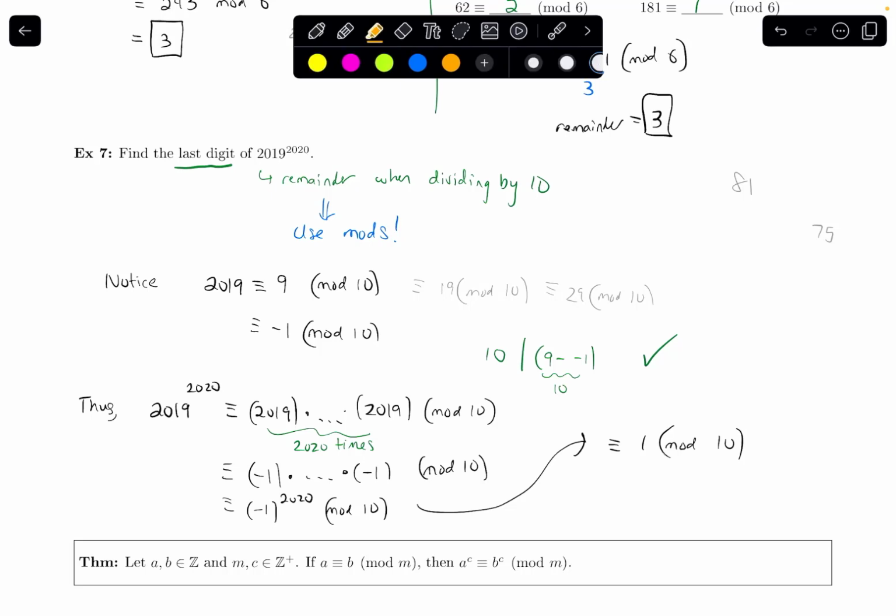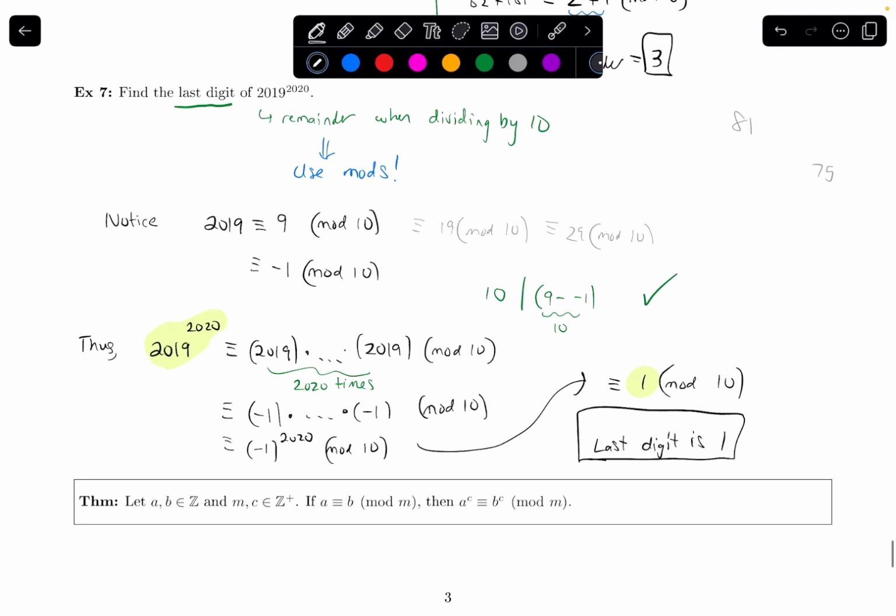So what this shows is that the thing I started with, 2019 to the 2020 power, ends up being congruent to just 1 mod 10, meaning they have the same remainder when we divide them by 10. Well, what's the remainder when I divide 1 by 10? It's 1. So that means my last digit is just 1. This is one of the ways in which mods can drastically simplify calculations like this.